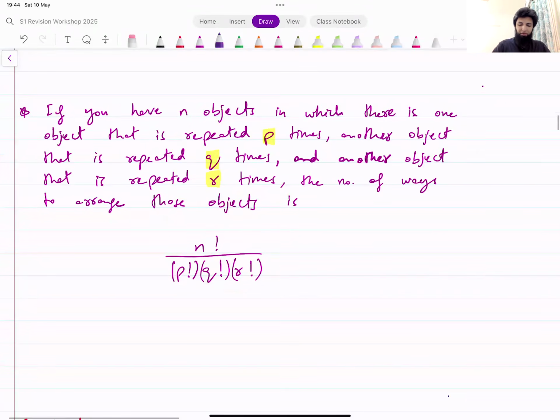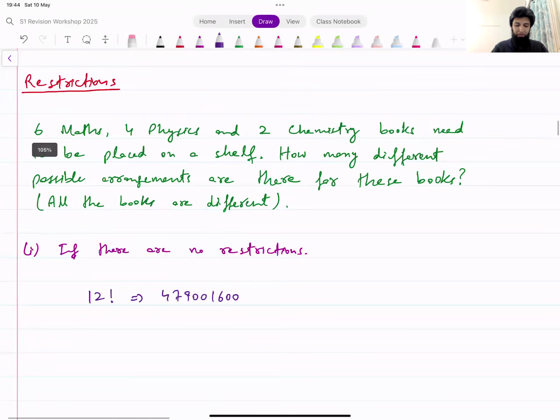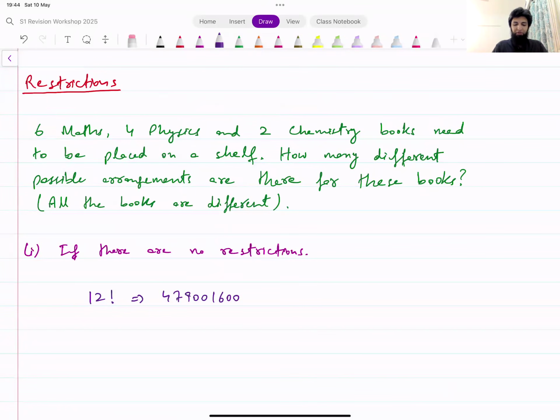That's the general rule, right? That's what we discussed. If you have some repeated letters, repeated objects, you divide by their factorials to get the total number of arrangements. Now, that's one thing that can happen. Then there can be different types of restrictions that you will see in problems.